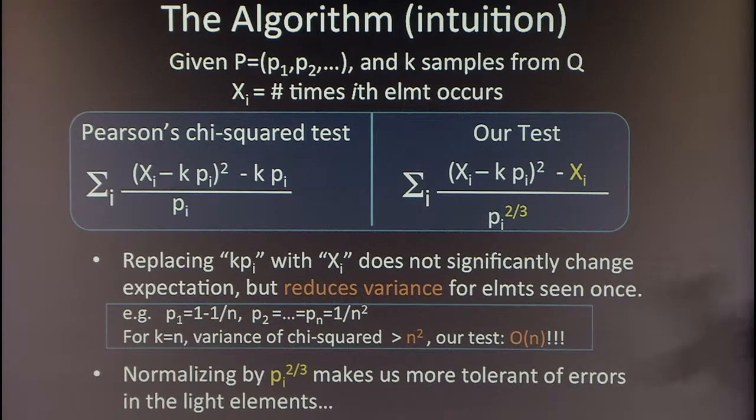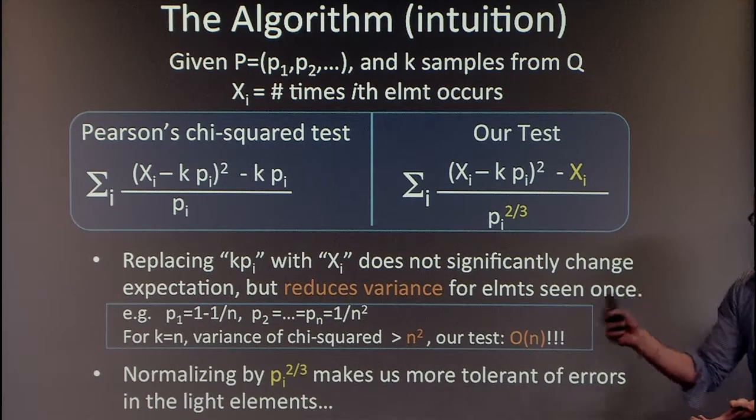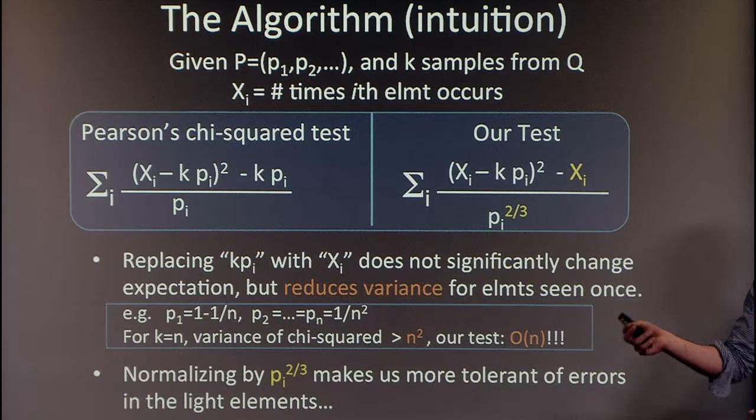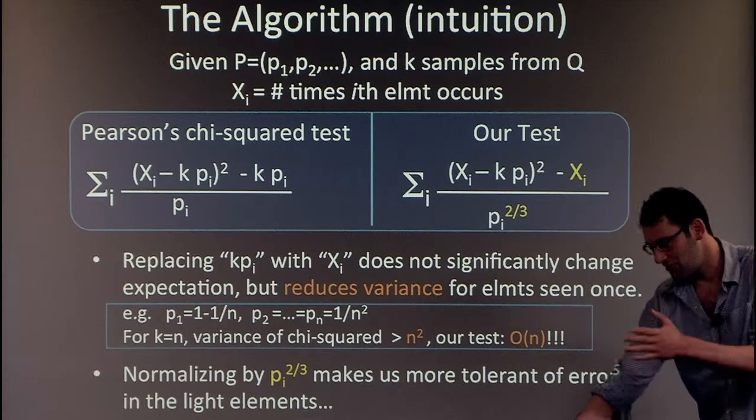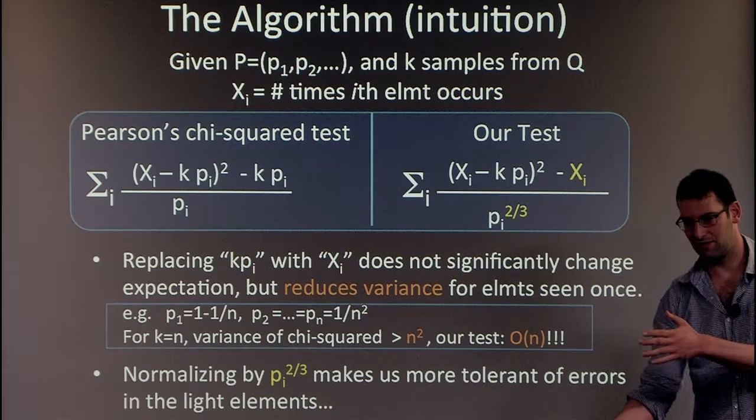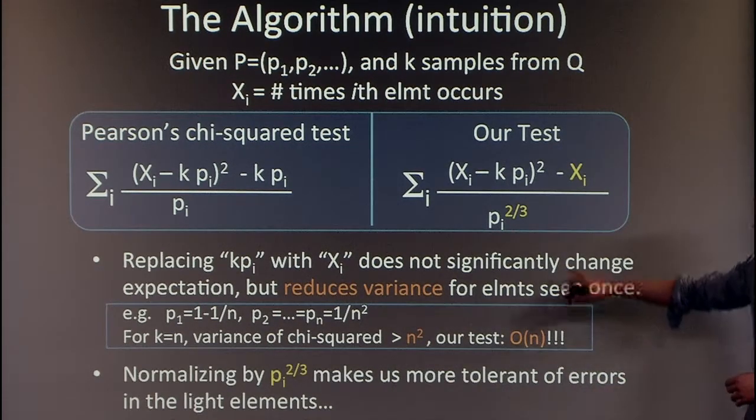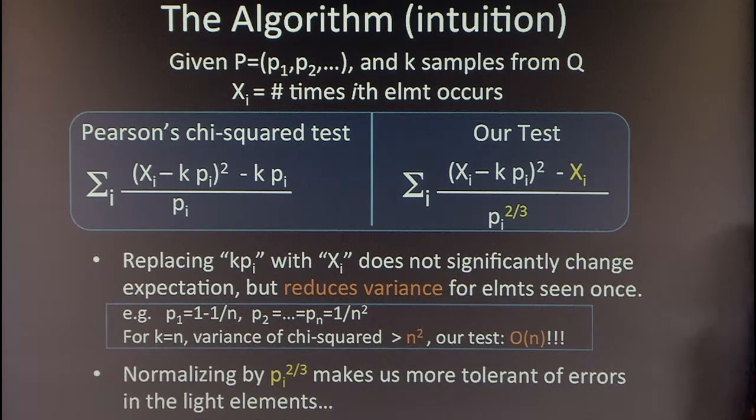So if someone says, look, half the jelly beans are red, and the empirical number of jelly beans I see is very different from 50%, I should be troubled, right? If someone says, oh, this jelly bean occurs with probability 1 over 100, I'm more willing to tolerate errors in the light elements. And that's what this 2/3 reflects, that I'm a bit more understanding of deviations from the expectation for elements that don't appear very often. Okay?